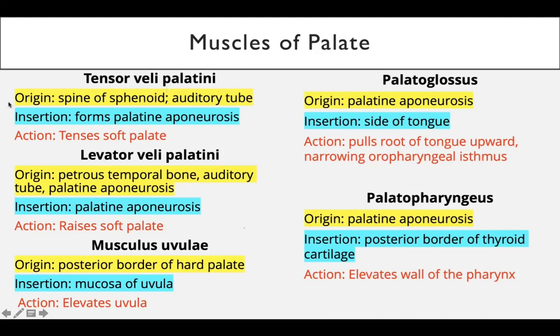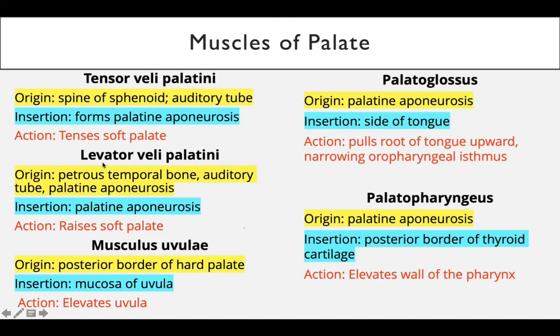So tensor veli palatini: origin is from the spine of sphenoid and auditory tube, and insertion forms the palatine aponeurosis. As we remember, tensor veli palatini is the muscle whose tendon expands to form this palatine aponeurosis. This muscle's tendon is basically expanding to form this aponeurosis, and it is also inserted into it. So it's easy. Its action is to tense the soft palate.